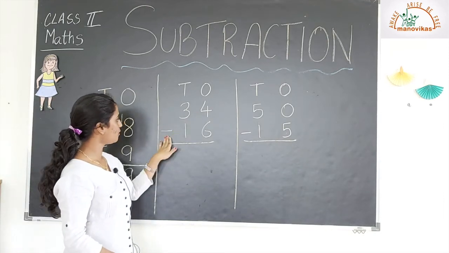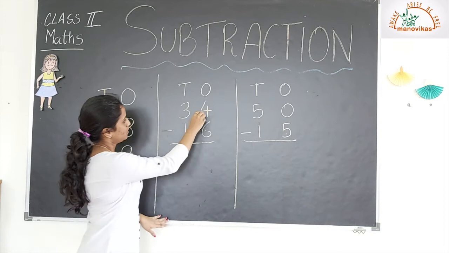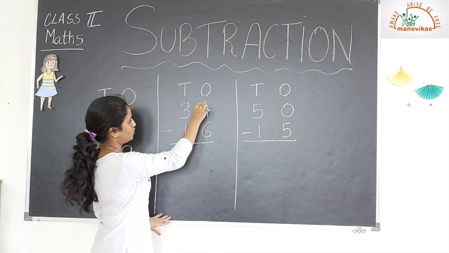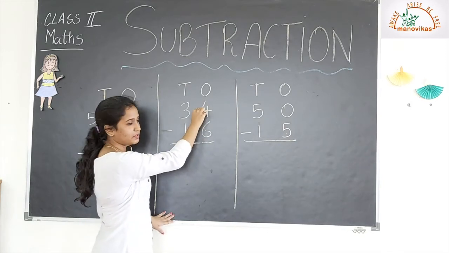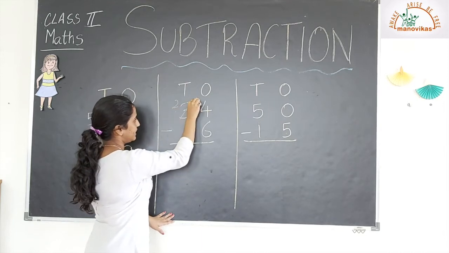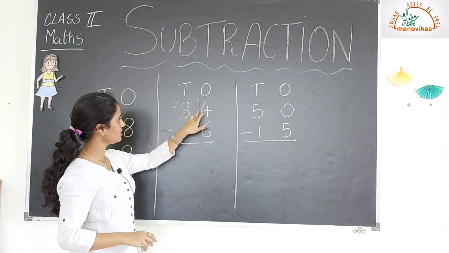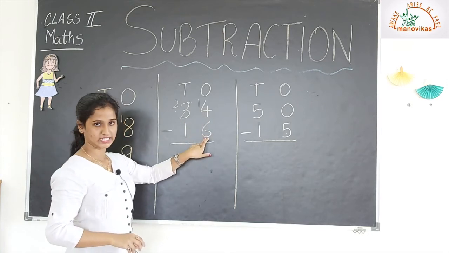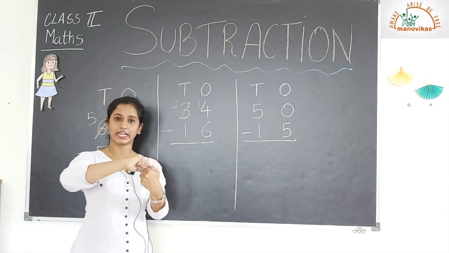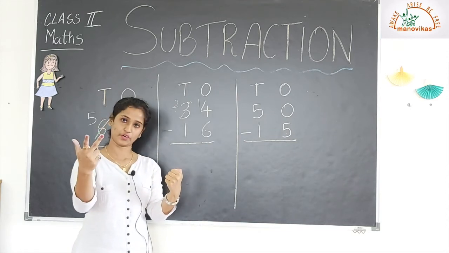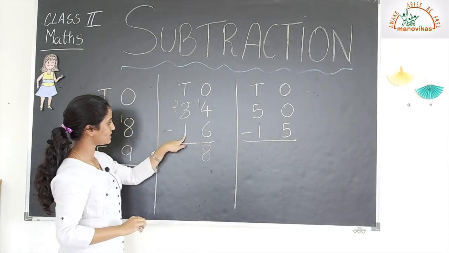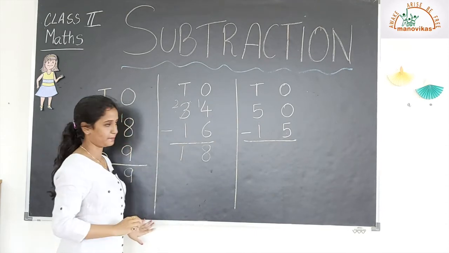Next, 34 minus 16. So we have to minus 6 from 4. So 4 is a smaller number, correct? So we go to the tens column, we borrow, yes, and we take 1. So it is 14 minus 6. So 6, 7, 8, 9, 10, 11, 12, 13, 14. So 8. Next, 2 minus 1 gives us 1.